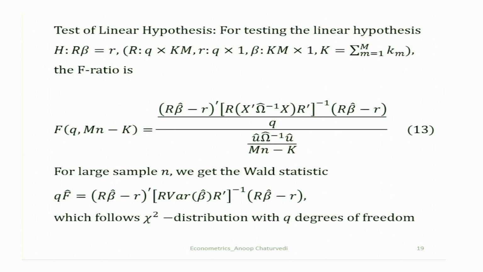Then for large sample n, we get the Wald statistic qF̂ equal to (Rβ̂ − r)ᵀ [R Var(β̂) Rᵀ]⁻¹ (Rβ̂ − r). So, you can use this test statistic or this test statistic. For large sample, this follows chi-square distribution with q degrees of freedom. Again, when this calculated value is greater than the tabulated value of F at say alpha level of significance, we reject H naught, otherwise we accept H naught. So, you can use this test statistic or this test statistic for testing the set of linear hypotheses.